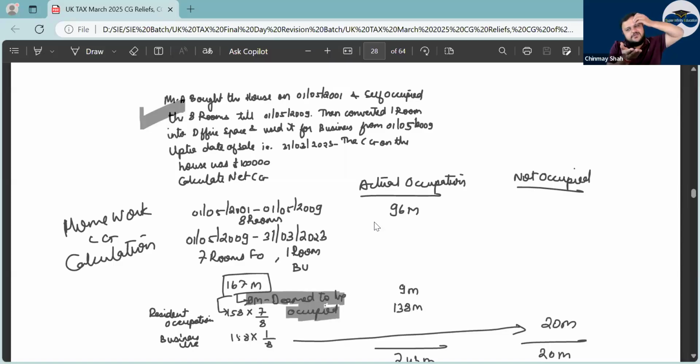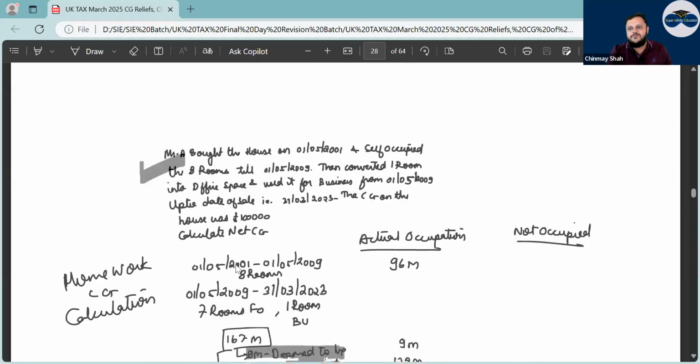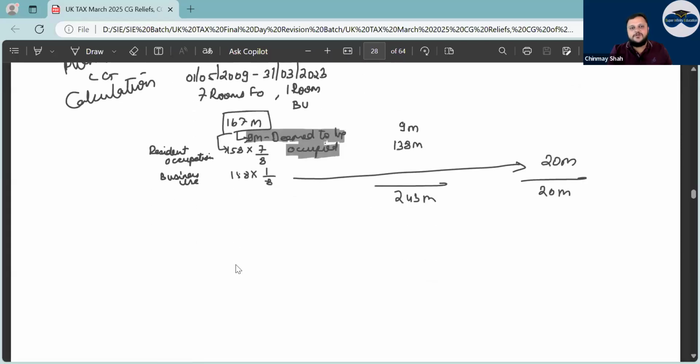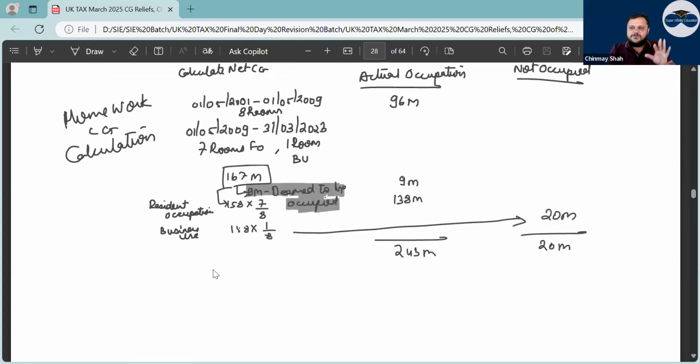The first 8 years that he occupied the property fully will be actual occupation. But then coming to the second part, where he only occupied 7 rooms, you have 167 months before sale. 9 months will be deemed occupation, and the remaining, out of the 167, 158 will remain. Into 7 by 8 will be actual occupation, and the remaining will be not occupied. Not occupied will be disallowed, and 243 upon 263 will be allowed. So whatever amount, into 243 by 263, will be allowed.